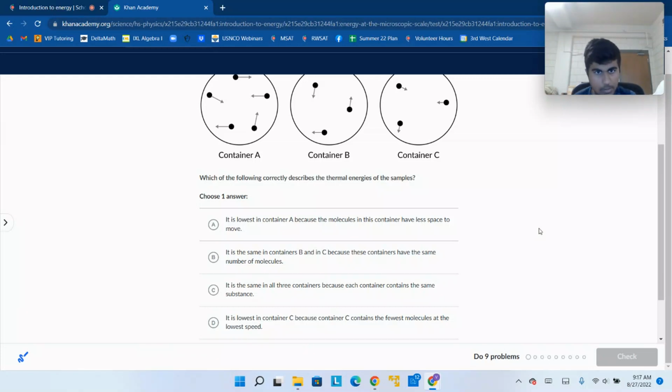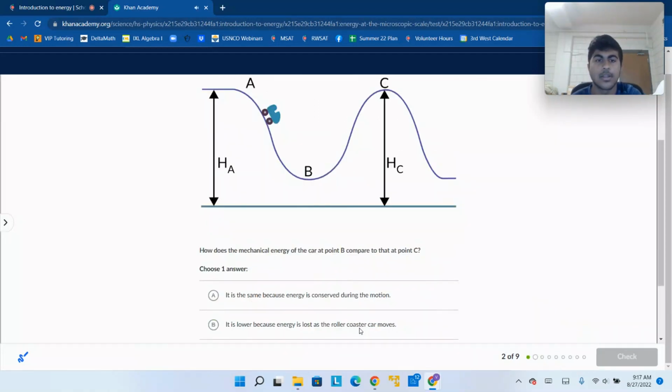Okay. What do we have here? So it's not A. Answer choice A is incorrect. Answer choice B, the same number of molecules. Well, that doesn't really determine the thermal energy, so that is going to be incorrect. Same in all 3 containers because each container contains the same substance. Well, that doesn't seem correct either because if you just double the number of molecules, you're probably going to increase the thermal energy. Lowest in container C, fewest molecules, lowest speed. That seems correct. And we can move on to the next question.